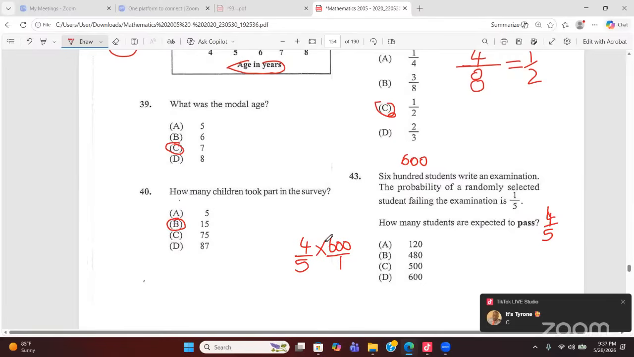So 5 into 6 is 1. 5 into 60 is 12, and then a 0 here. So 4 times 120 will give you 480. And so that will be those who are expected to pass.